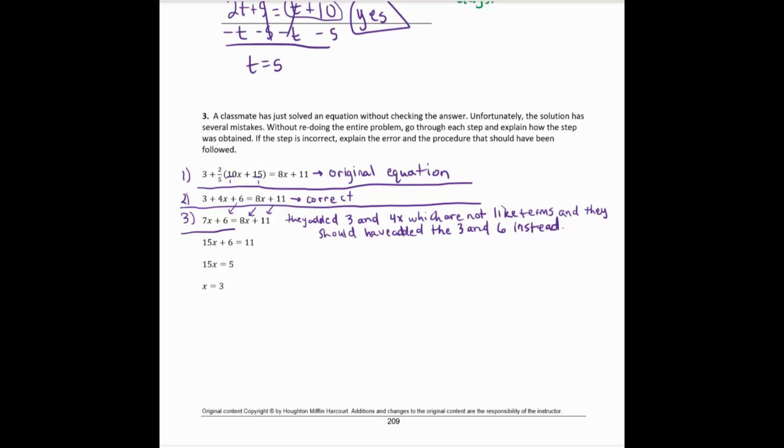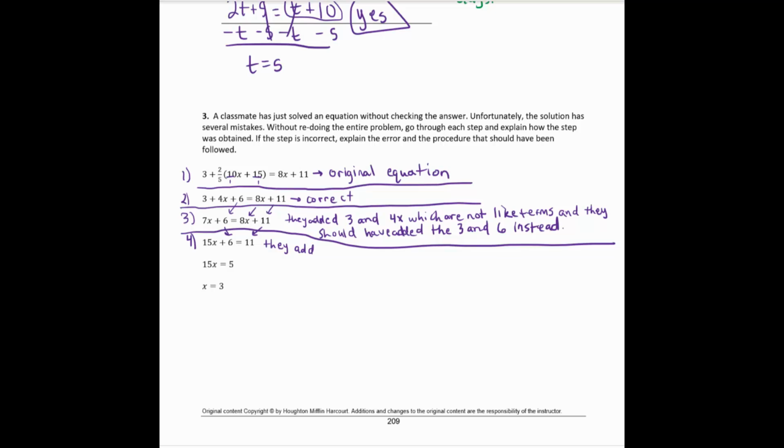Well, now that they've done that, let's look for errors, pretending that they're right. If this was right, then what would the correct next step be? So we've got 7x plus 6 equals 8x plus 11. The 6 and the 11 are still there. They've done something to combine the 8x and the 7x. If I subtract the 8x over, though, I don't get 15. So it looks like they just added 8x over, which is not the appropriate rules of equations.